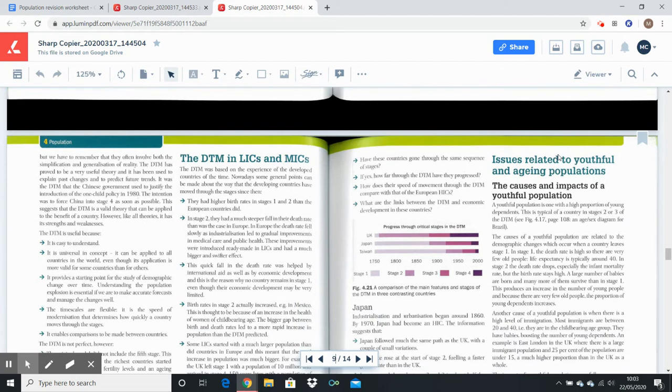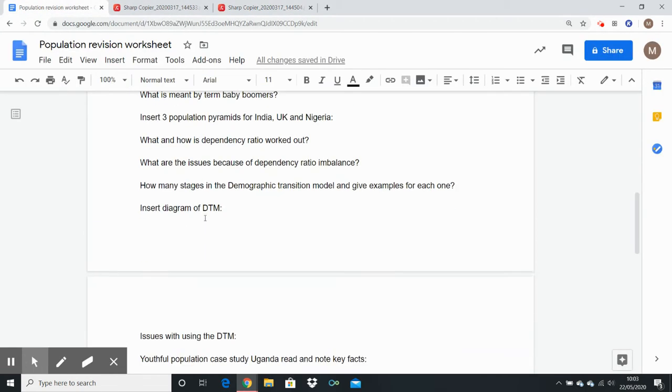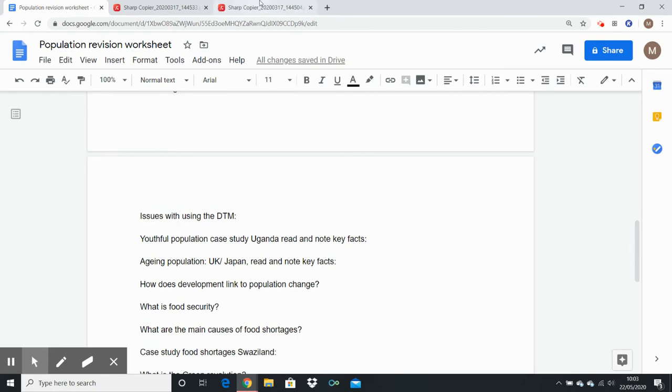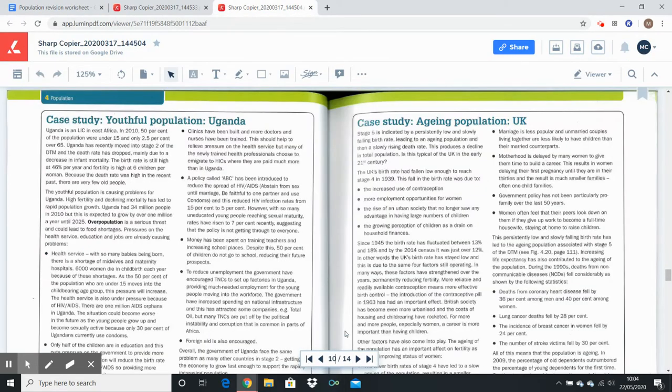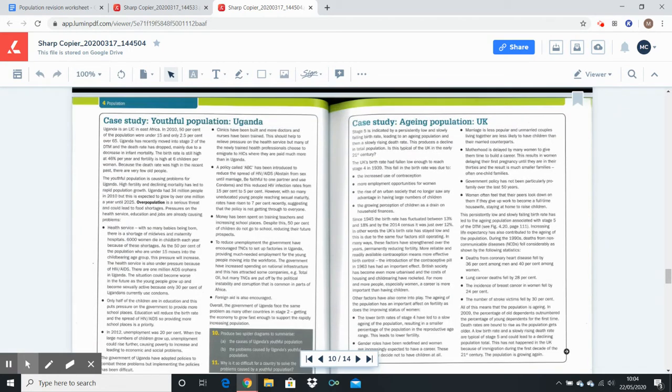So we then move on to youthful and aging populations and the impacts that they cause. We'll go straight into the case studies for them. I'll leave these up here for you. I'll zoom out a bit more, and you have these in the notes as well. So it's key to read through both of these and add these to your notes. Uganda is a really good example of a youthful population, and the UK is a really good example of an aging population. So have a read. We also did Japan for aging population as well.